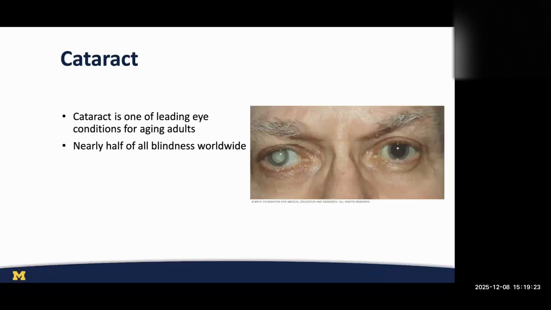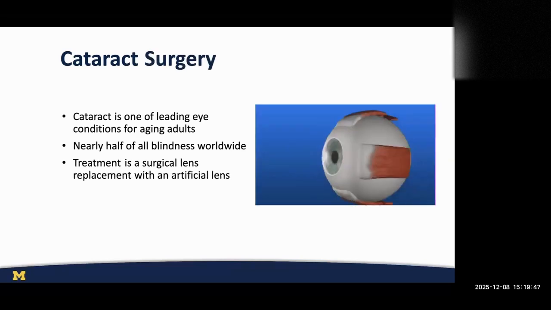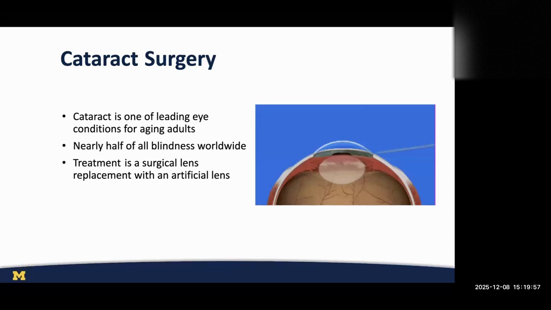First of all, this study is about cataracts. Cataract is one of the leading eye conditions for aging adults. It's characterized by a protein buildup in the lens of the eye, and it's responsible for nearly half of all blindness worldwide. When a patient has cataract, the typical treatment is a removal of the natural crystalline lens and a surgical replacement with an artificial lens, as shown in this image.